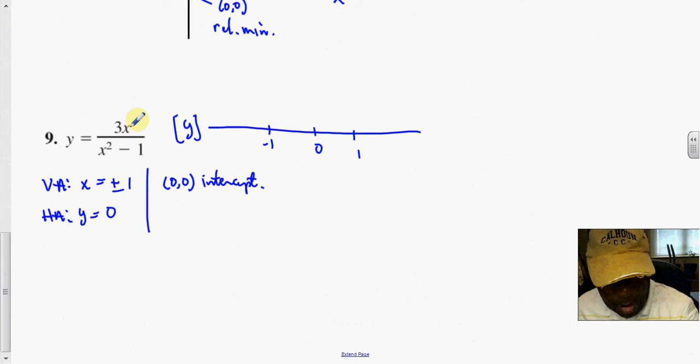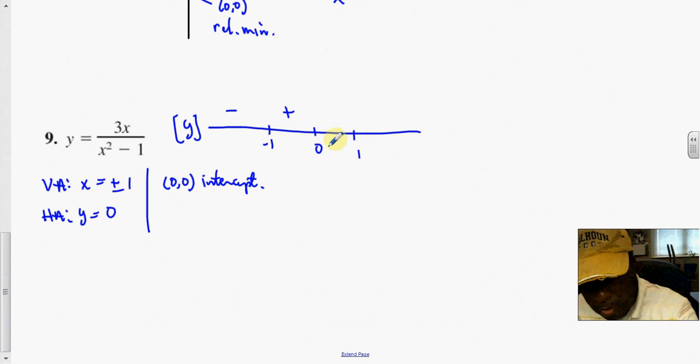You plug that in for x, we get negative. Plug it downstairs, we get 4 minus 1, so we get negative divided by positive. That gives us negative. Take a number between negative 1 and 0, let's say negative 1/2. We get negative there. Downstairs, that'll be 1/4 minus 1, which would be negative. So negative divided by negative is positive.